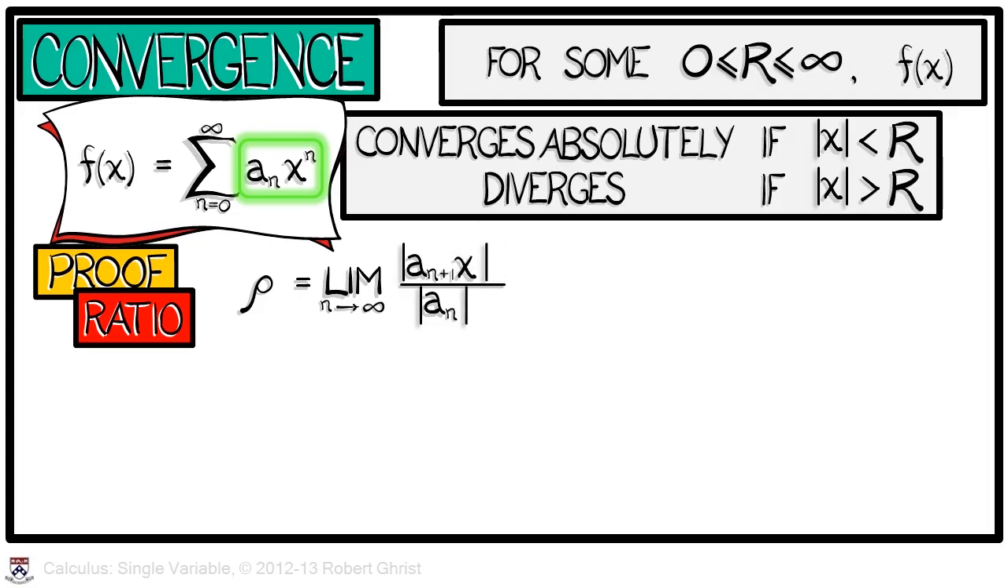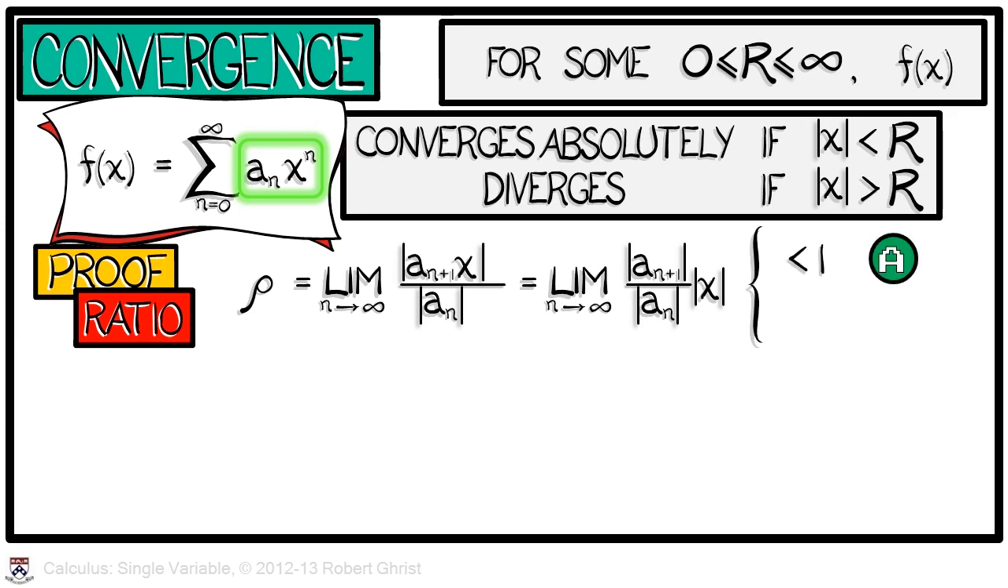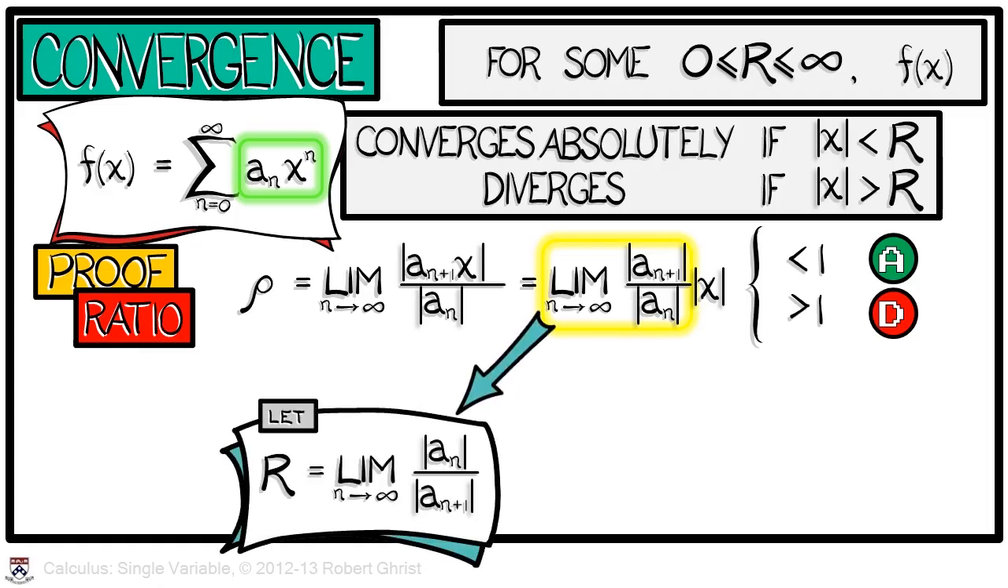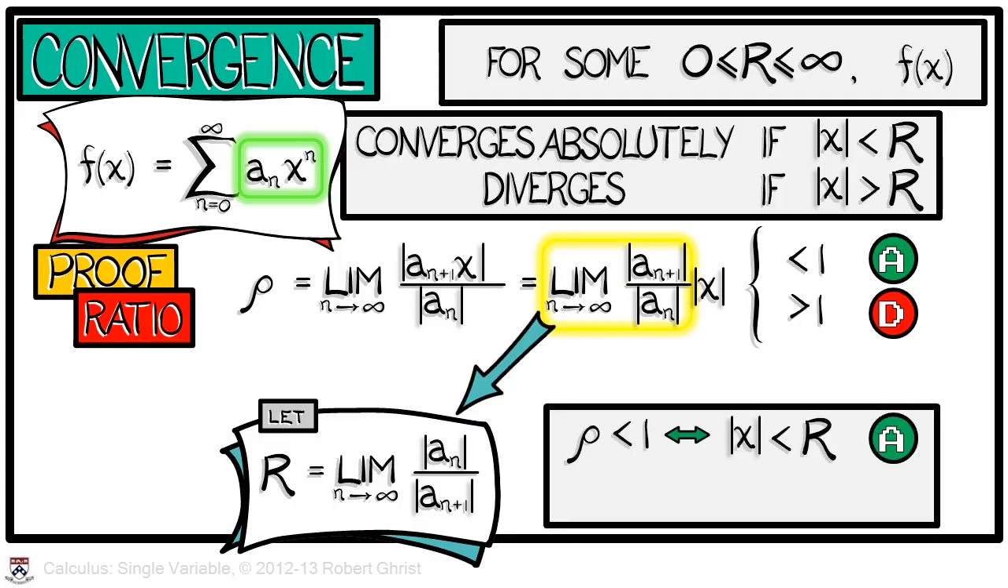Okay, so doing that, what do we see? We get some cancellation with the x's, and we can rewrite this as the limit as n goes to infinity of the absolute value of a sub n plus 1 over the absolute value of a sub n times the absolute value of x. Now, if that is less than 1, we have absolute convergence. If that is bigger than 1, we have divergence. So, where is this capital R coming from? Well, it is precisely the reciprocal of this limiting coefficient, since if we divide by this on both sides, we get the appropriate answer. When rho is less than 1, that's the same thing as saying that x is strictly less than R in absolute value.